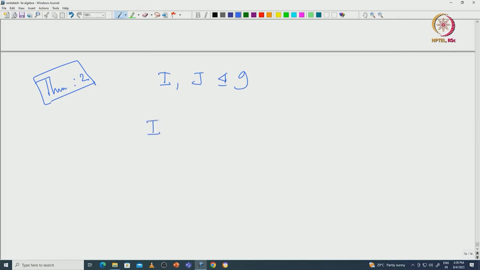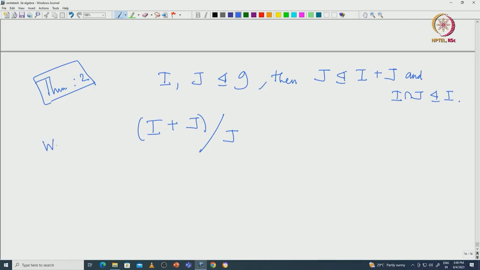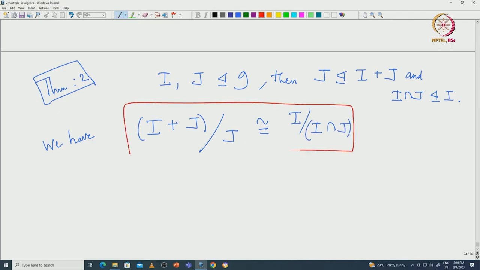Then we have already seen that I plus J is an ideal. Now, you can take I plus J and go modulo J. So, we will prove that J is an ideal inside I plus J, and I intersection J is also an ideal inside I, and moreover, we can talk about the quotient I plus J modulo J. That must be isomorphic to I modulo I intersection J. So, this is the main part of the theorem.